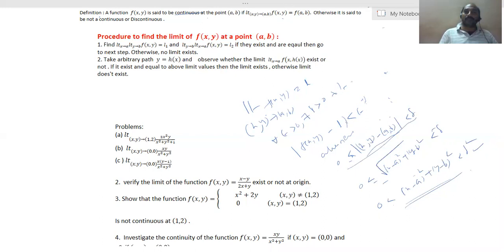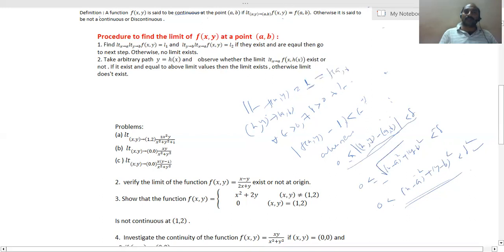After finding the limit, you observe whether this limit value is equal to the function value or not. If it is equal to the function value, then we say that the function is continuous. Otherwise, we say that the function is discontinuous. These are the two definitions of continuity and limit.